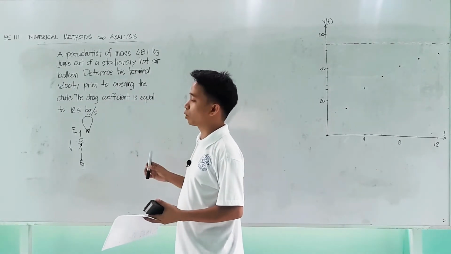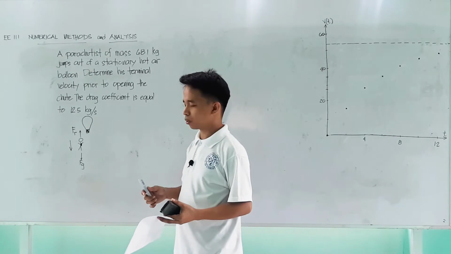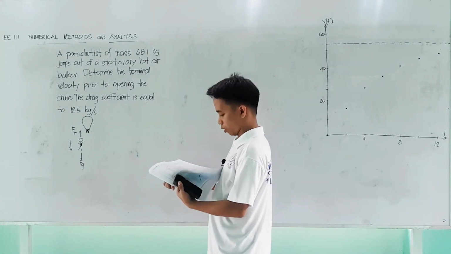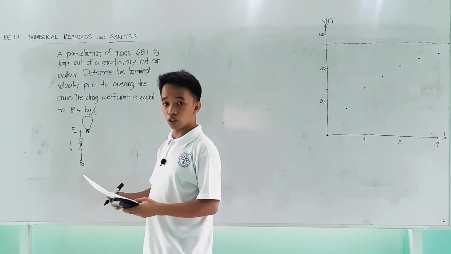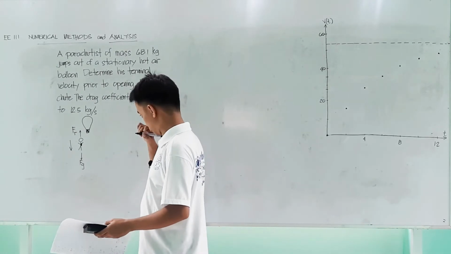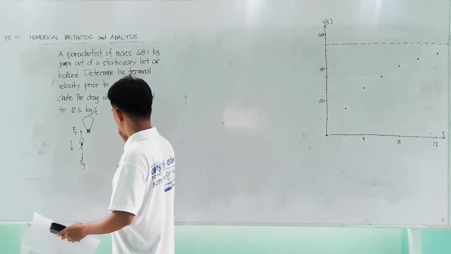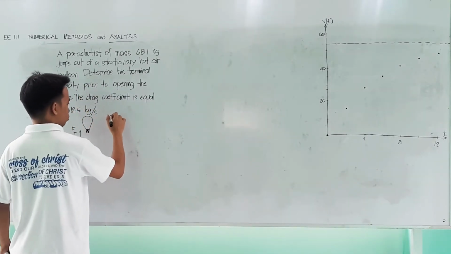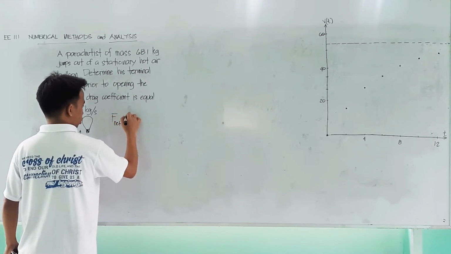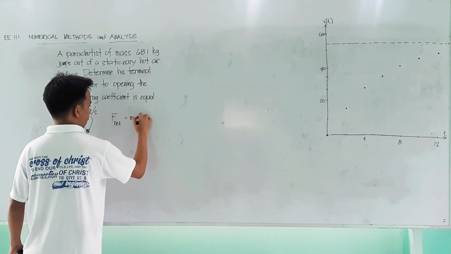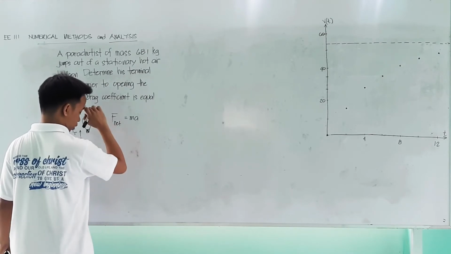Therefore, to find the terminal velocity, we need first to come up with an expression for our velocity. Okay, so for that, we can use the second law of motion. That is, maybe I'll write it here. The net force acting on a system is equal to its mass times acceleration.